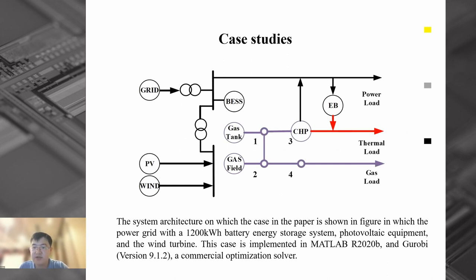And the system architecture of the case in this paper is shown in this figure, in which the power grid has a 1,020 kilowatt battery and storage system, photovoltaic equipment, and the wind turbine. The case is implemented in MATLAB, and we use Gurobi, a commercial optimization solver, to solve this problem.